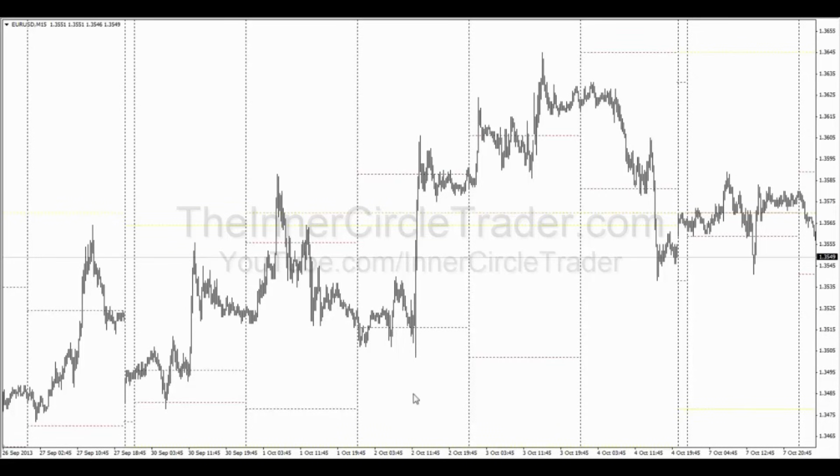We have Wednesday's trading here, we have Tuesday's trading here, and Monday. We had a range from Tuesday's high here and Monday's low.